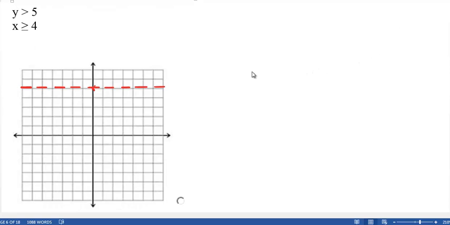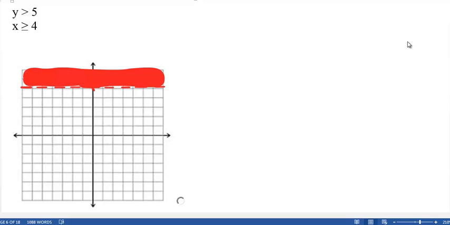We would then need to shade the appropriate region. Since we're looking for the values that are greater than 5, the values that are greater than 5 would be above our boundary line. So we would shade the region above our boundary line.